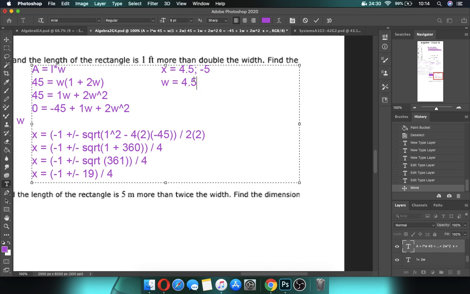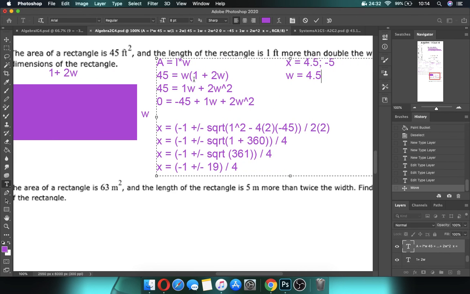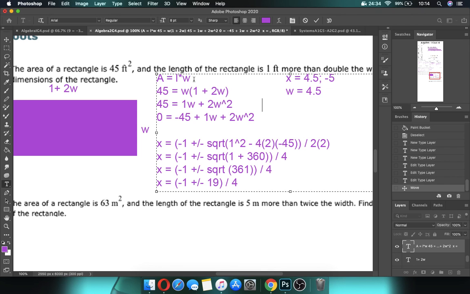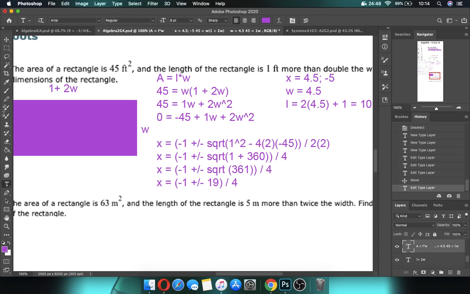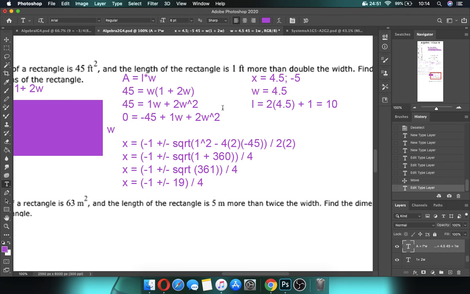What are we looking for? Find the dimensions of the rectangle. So that's the width. Now we just got to find the length. What is the length? Well, what does it say? It says so right here. It's 2 times the 4.5 plus 1. What is 2 times 4.5? That's 9, plus 1 is 10. There are our dimensions. And that is the level of work you're going to be doing for this particular topic.